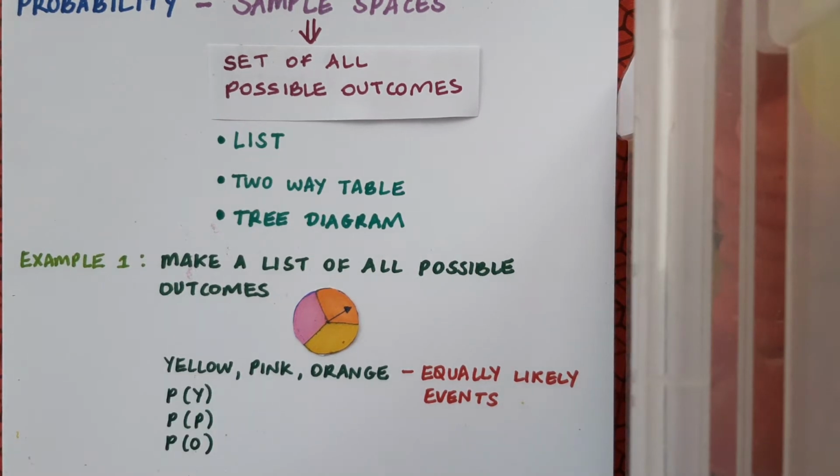So take a moment now to write down the probabilities of each of those: the probability of spinning yellow, of spinning pink and of spinning orange. Pause the video while you do that and then play and see if you're correct. And see, are there any other observations that you can make?